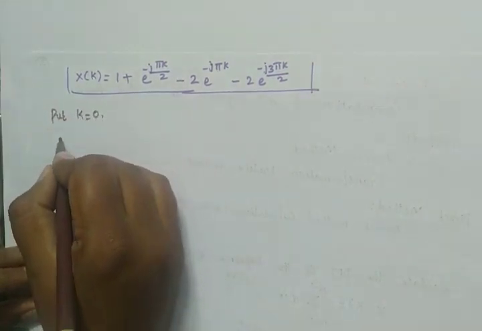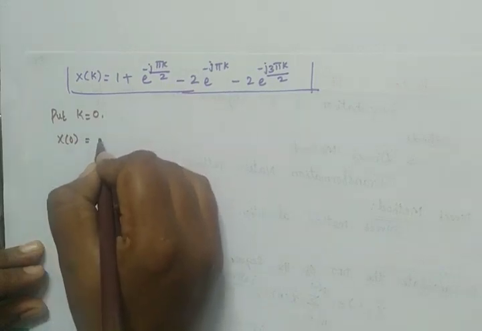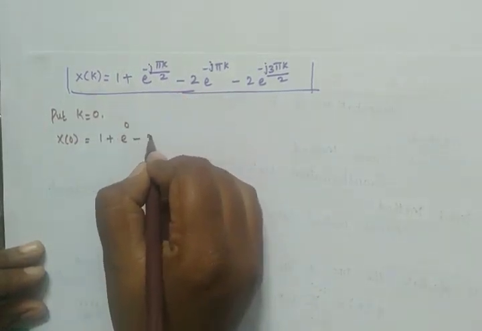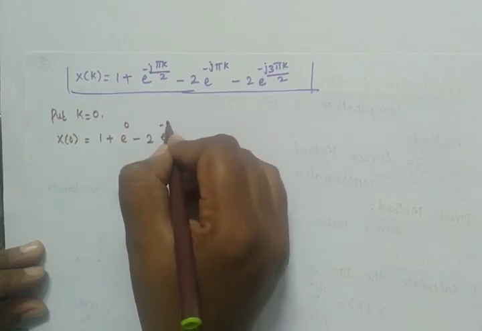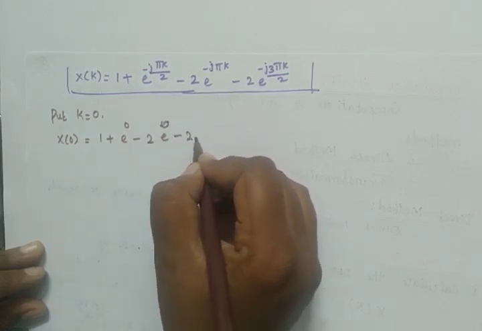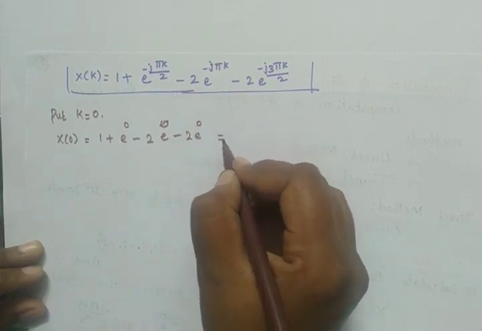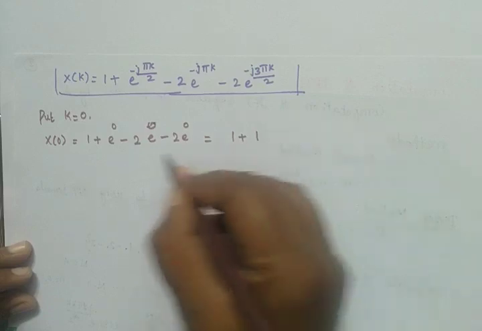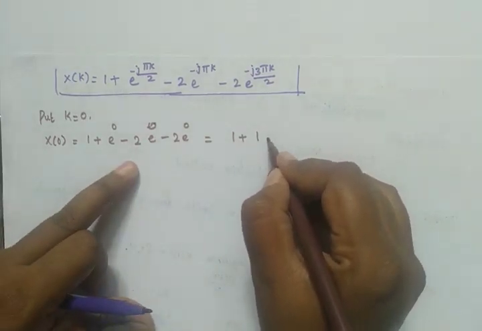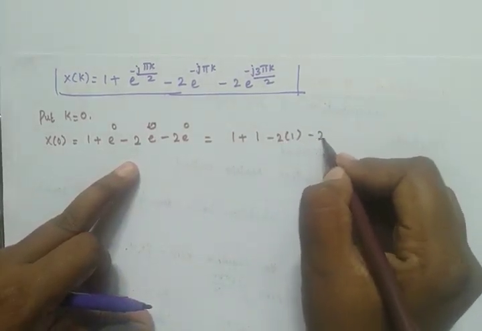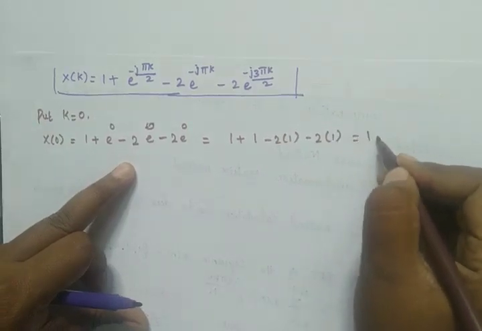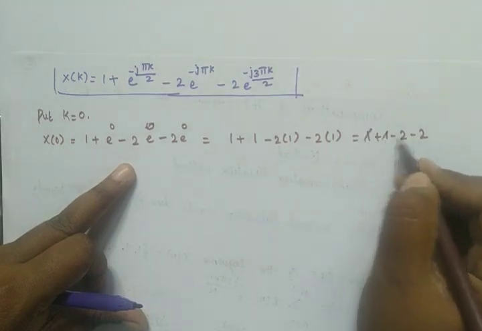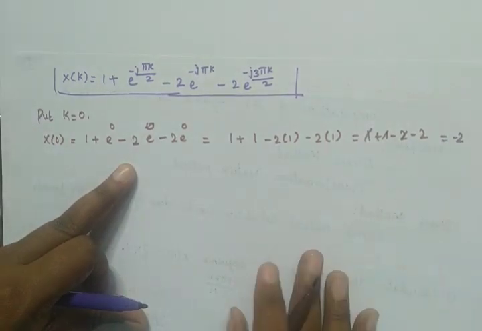Now substitute k is equal to 0. Now what happens? X of 0 will be equal to 1 plus e power 0 minus 2 e power 0 minus 2 e power 0. e power 0 is 1, so we get 1 plus 1 minus 2 into 1 minus 2 into 1. So 1 plus 1 minus 2 minus 2, so we will have minus 2 as the answer.